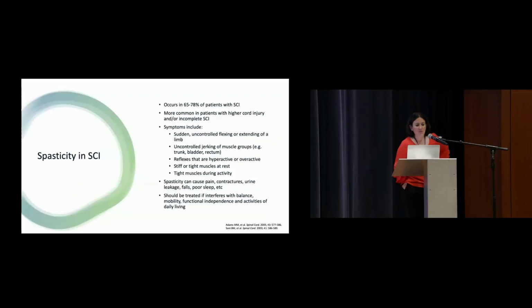And the last few minutes, I just wanted to touch on spasticity in spinal cord injury, another very prevalent condition that occurs in these patients with a high prevalence. Definitely more common in patients with higher cord injury or incomplete injury. And usually here we see positive and negative features of upper motor neuron syndrome. You can see some of the positive features listed there. Some of the negative features that these patients experience are muscle weakness and fatigue.